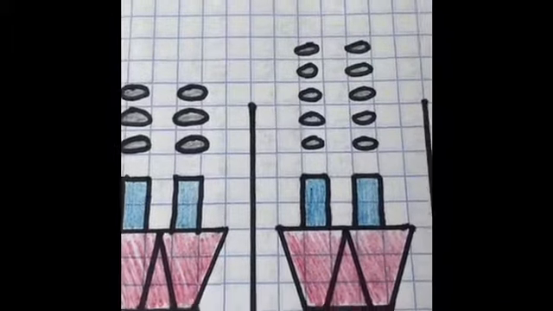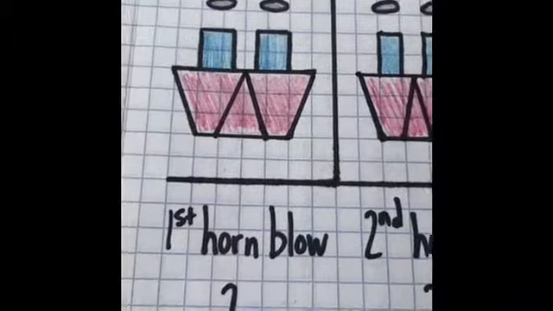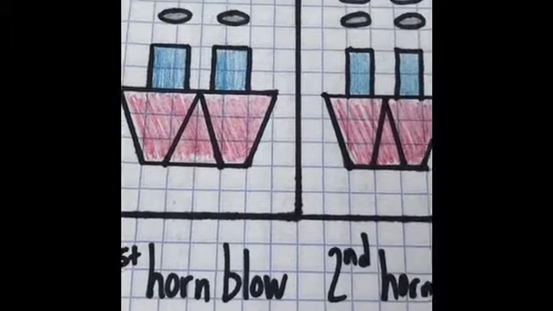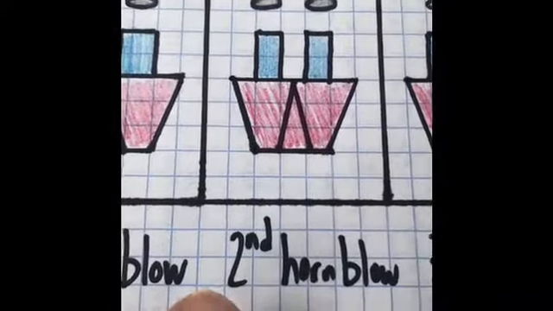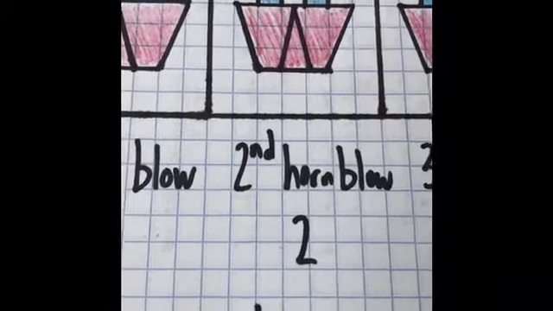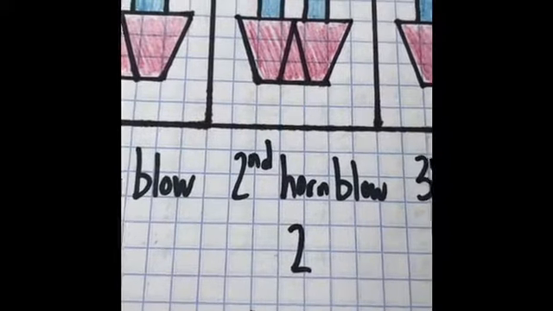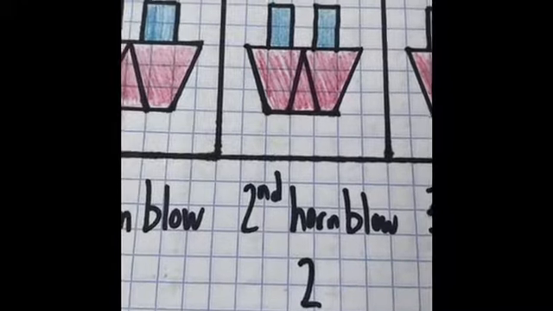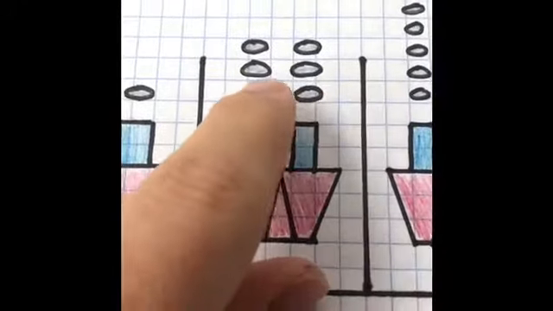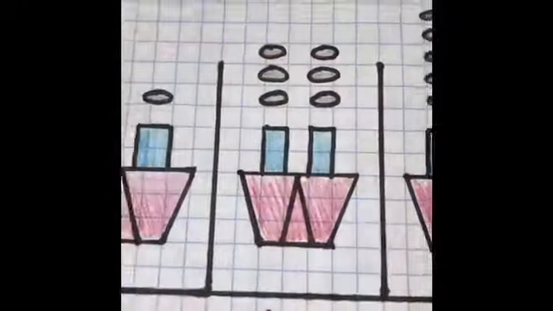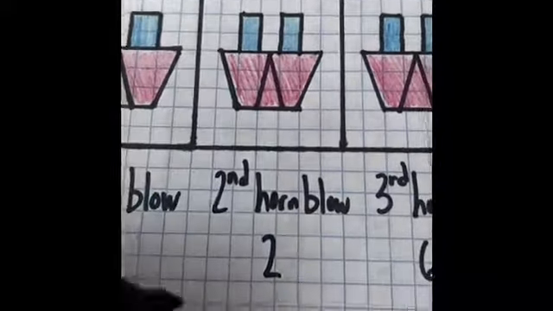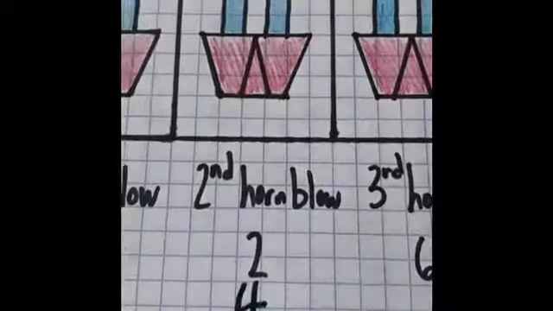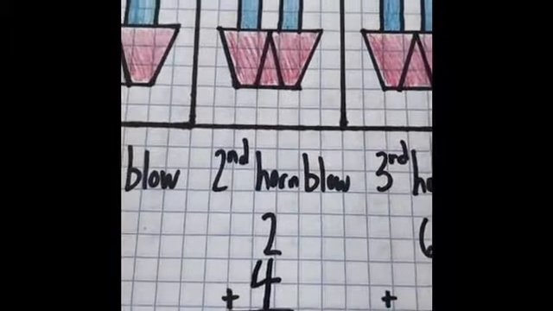Okay, so let's look at the pattern. For the first, we had 2 puffs of smoke. On the second, we had 2 to start with, but then we ended up with 6. 2 plus what equals 6? Well, let's see. 1, 2, 3, 4. Okay, so we added 4 more to that. So now we have 2 plus 4, that equals 6.